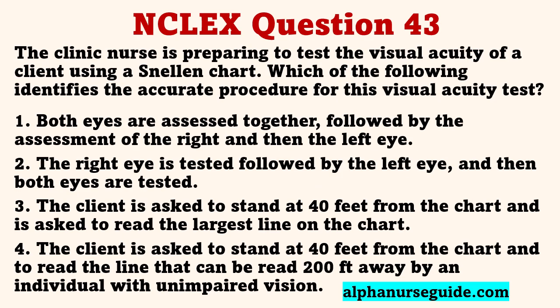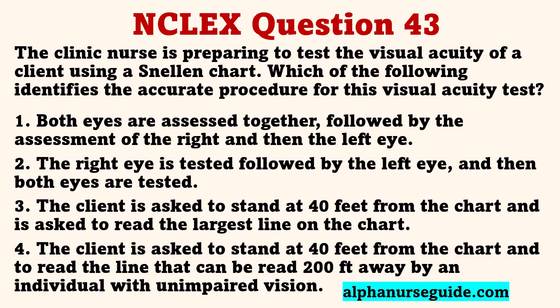The clinic nurse is preparing to test the visual acuity of a client using a Snellen chart. Which of the following identifies the accurate procedure for this visual acuity test? 1. Both eyes are assessed together, followed by the assessment of the right and then the left eye. 2. The right eye is tested, followed by the left eye, and then both eyes are tested. 3. The client is asked to stand at 40 feet from the chart and is asked to read the largest line on the chart. 4. The client is asked to stand at 40 feet from the chart and to read the line that can be read 200 feet away by an individual with unimpaired vision.